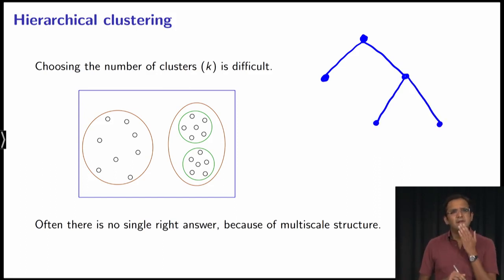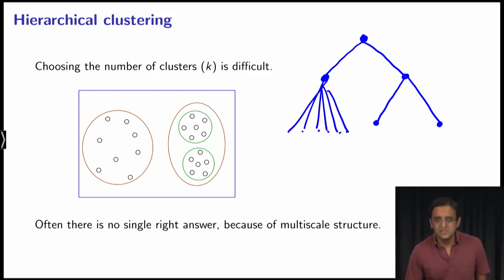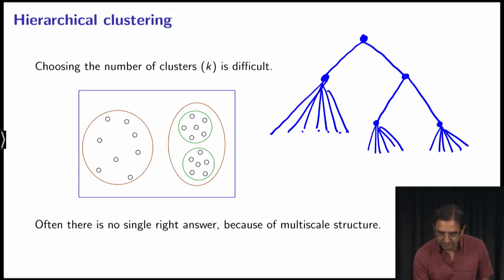Now the cluster on the left contains maybe 8 data points. So let me just draw them like this. And the clusters on the right each have about 6 points. Let's just draw them like this. And the total number of leaves in this tree is then exactly the number of data points, which is 20. Okay, so this tree captures an entire hierarchy of cluster structure in the data.